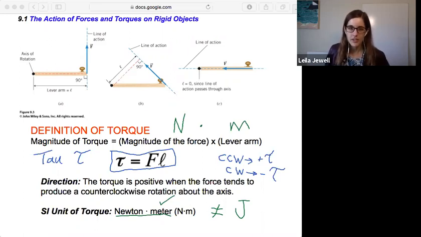All right. So this introduces the idea of torque. We'll check out an example of torque in the next video, so stick around.